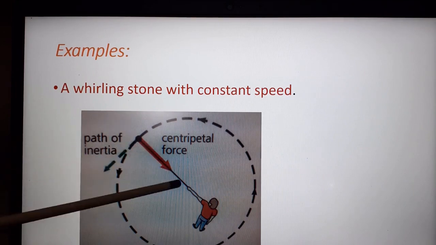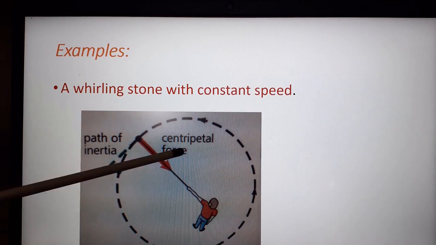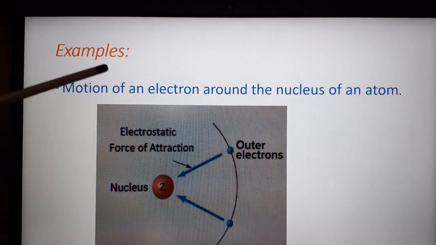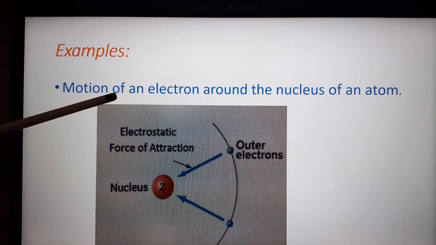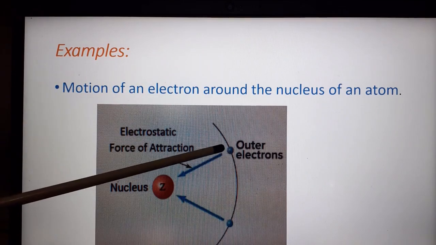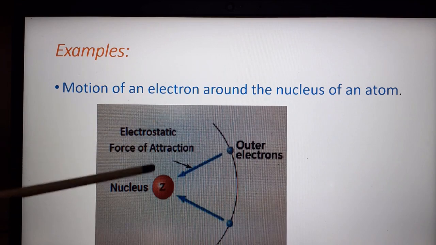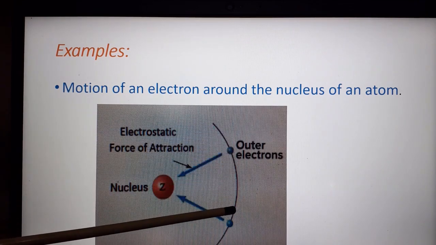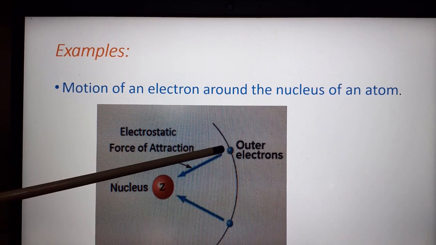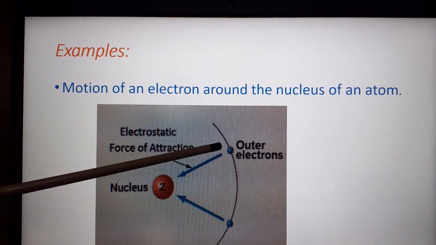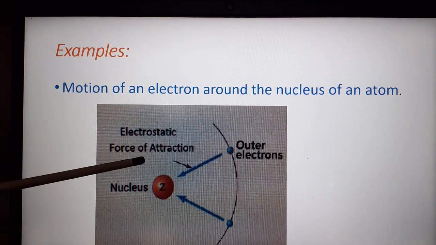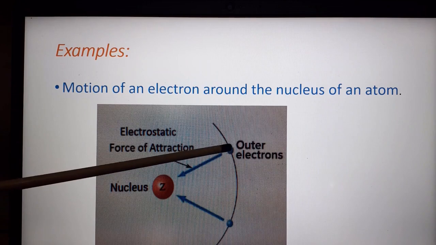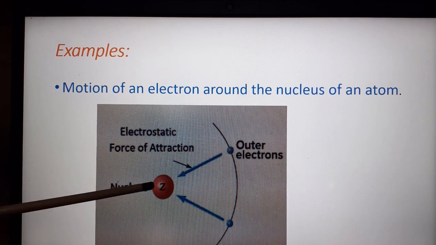Here, tension in this string provides the necessary centripetal force. Next example is motion of an electron. Here, in spite of the force applied by the nucleus, the electron continues its motion with constant speed. So we can say electrons are in dynamic equilibrium, right? In this case, the electrostatic force of attraction of the nucleus provides the necessary centripetal force.